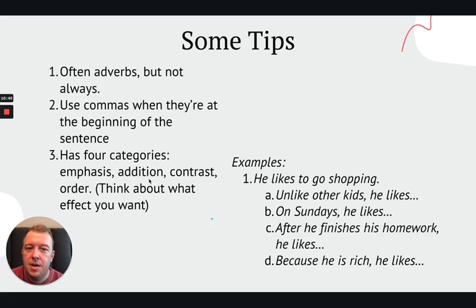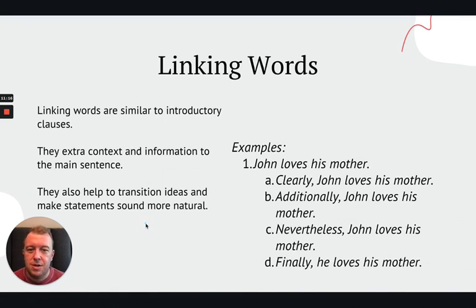Okay? All right. Then it also has four categories. Okay? Emphasis, addition, contrast, and order. So when you are writing your own sentences, try to think about what kinds of connections you want to make. Do you want to show a contrast, or do you want to show addition? Okay? Do you want to show any of these? Let's take a look at how that works specifically.